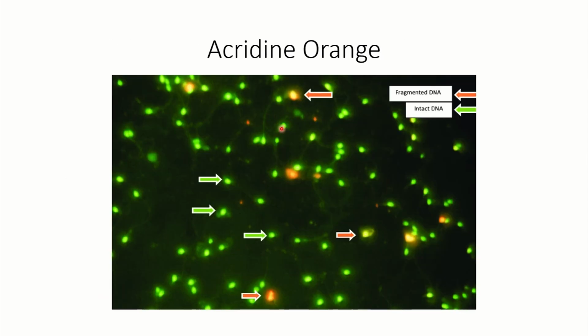An interesting application of acridine orange is for cell cycle studies because it emits a different color when bound to double-stranded DNA compared to single-stranded DNA. When bound to double-stranded DNA, it emits a green fluorescence, while it emits a red fluorescence when it is bound to single-stranded DNA.